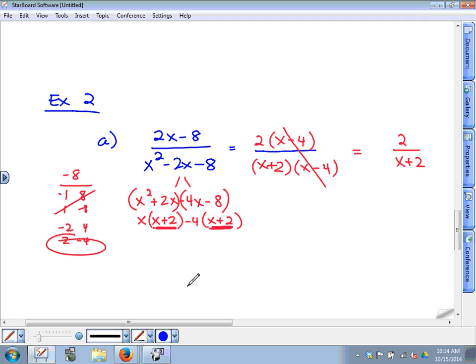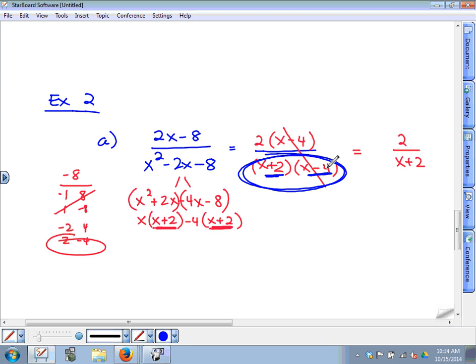Now we need the excluded values though. Okay? I wouldn't go back to the original. I would go back to right here. The factored form of the original. We haven't crossed anything out yet. Take a look at this factor and this factor. We're going to get two excluded values now. So let's focus on one at a time.